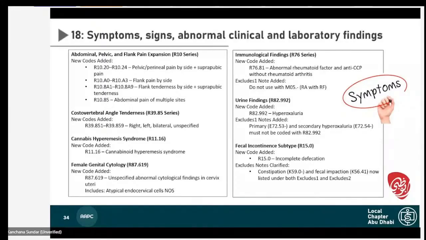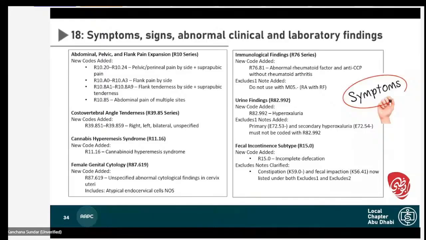And when it comes to fecal incontinence subtype, there is a code included for incomplete defecation. You all will agree with me, this is a very important code because we definitely see incomplete defecation documented in digestive-related diseases. And there is a huge meaning for excluding constipation and fecal impaction. Definitely it is excluded.